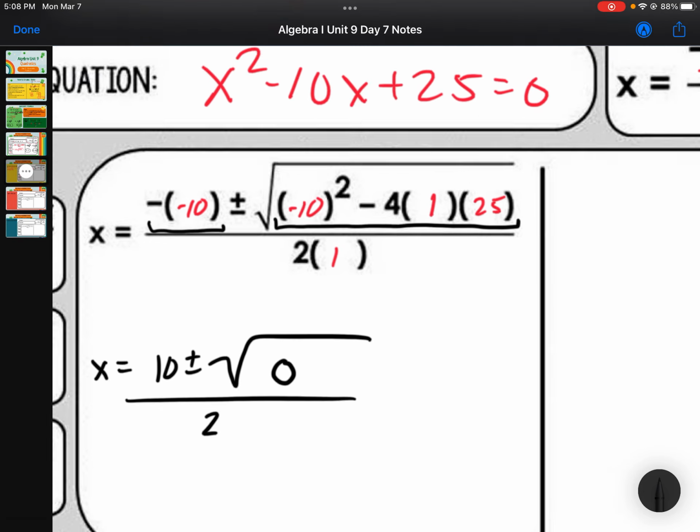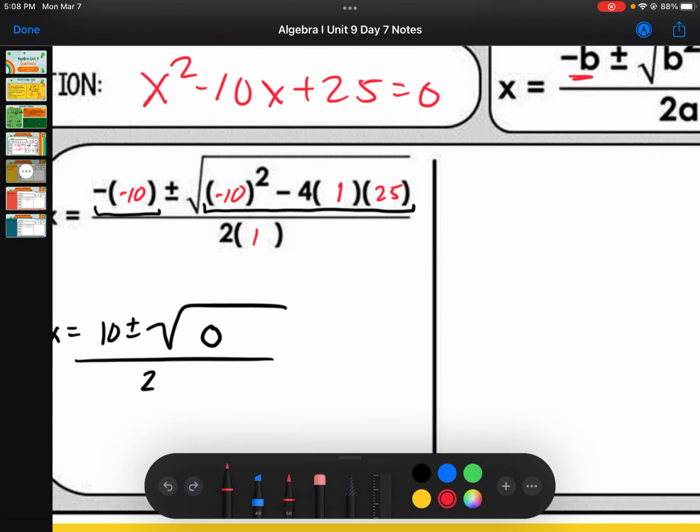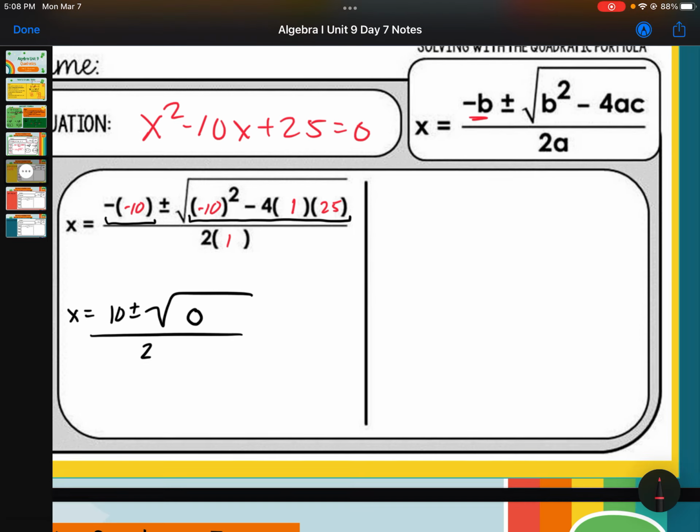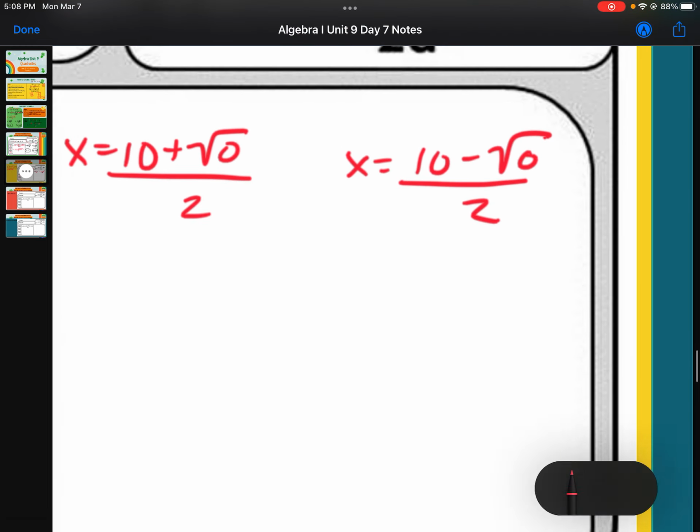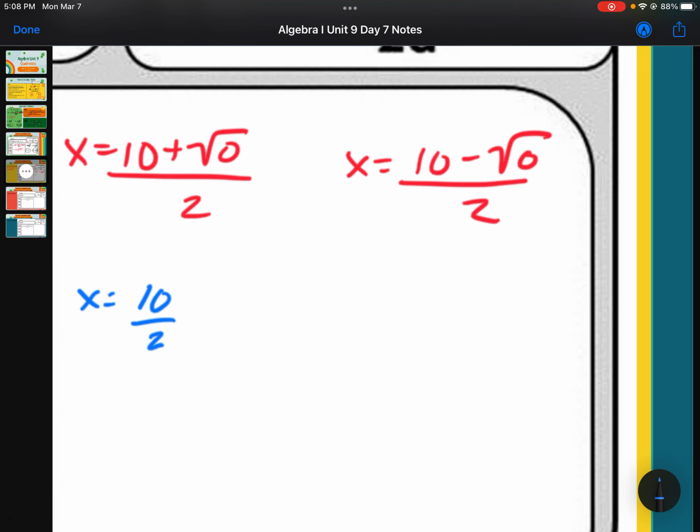Okay, next step is to split this up. So I have 10 plus square root 0 divided by 2, and 10 minus square root 0 divided by 2. Well, what is the square root of 0? Square root of 0 is 0, so I have 10 plus 0, that's just 10 over 2, which is 5.